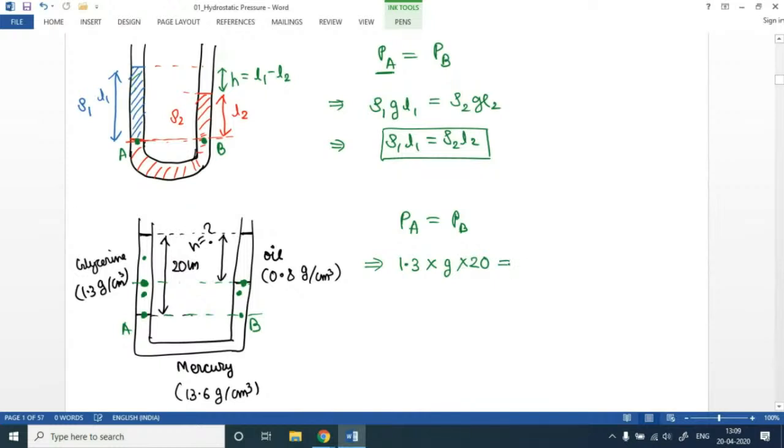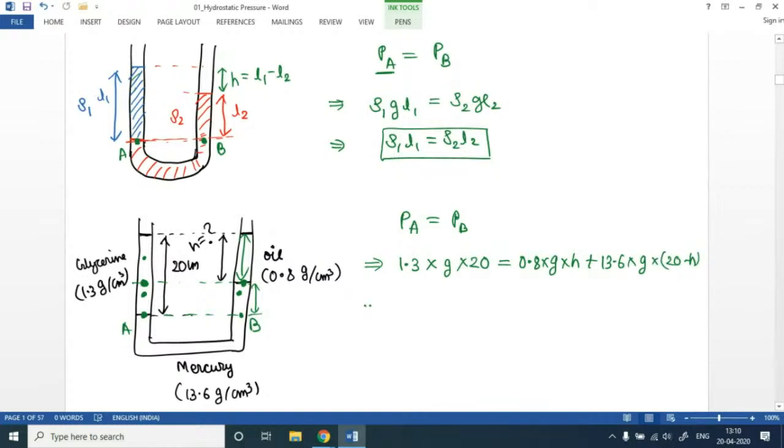and simply PB will be equal to, from here to here it is oil, so that is H, what we have to find out. So that is going to be 0.8 into g into H, plus this pressure difference over here, so that density is 13.6 into g into this height, which would be 20 minus H.